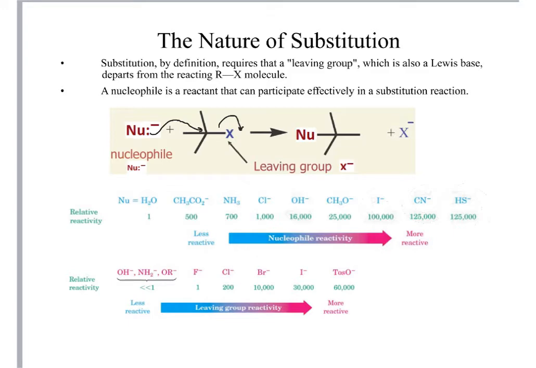As for the leaving group, best leaving groups are tosylate, iodide, and bromide, which are weaker conjugate bases relative to fluoride and chloride. So if you think about the strength of the conjugate acids of fluoride ion versus iodide ion, think about HF, which is much weaker acid than hydriodic acid. The weaker the conjugate base, the better the leaving group.